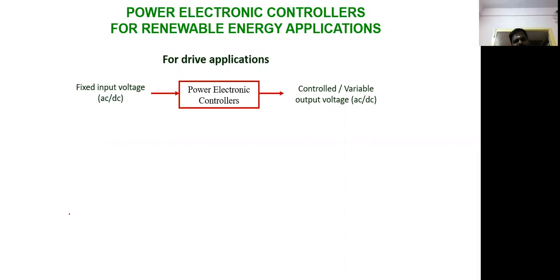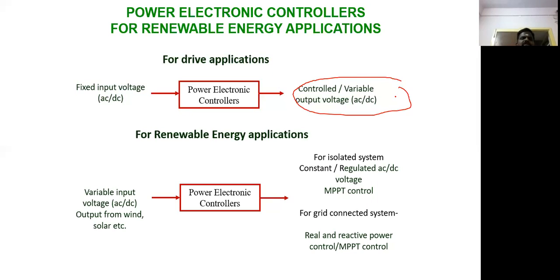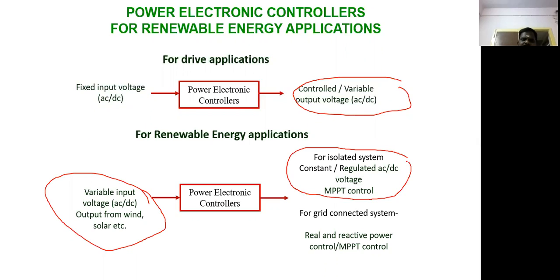So coming to the power electronics. Power electronics controllers for renewable energy applications. For drive applications, the input to the power electronic controller is a fixed input voltage, and the output will be a variable or controllable output voltage. In the case of renewable energy applications, the input will be a variable input voltage, and the output, if the system is a standalone or isolated system, will be a constant or regulated DC or AC voltage.